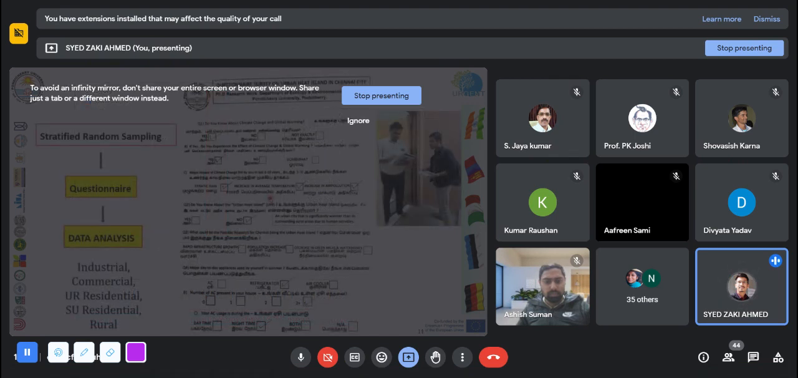Next was the questionnaire survey. The questionnaire survey was for knowing people's perspective: how they are thinking about climate change and urban heat island, what they know, and what mitigation strategies they are following. Stratified random sampling was done. The questionnaire paper was distributed, and we went to the commercial, residential, urban residential, suburban residential, rural and industrial zones, and then the data were analyzed with the help of software.